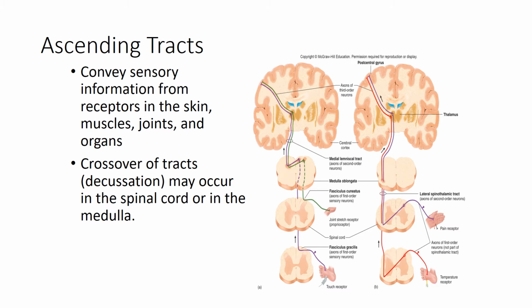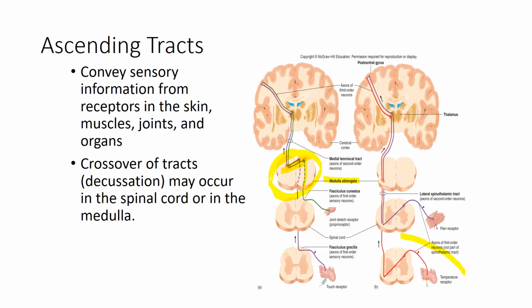So with the ascending tracts, this takes sensory information from receptors in the skin, muscles, joints, and organs, such as touch, temperature, or pain. And those fibers, that information is going to cross over. So this will either happen within the spinal cord or within the medulla oblongata. All right, so this is just showing here in this figure that within the medulla we have that information crossing over onto the opposite side.